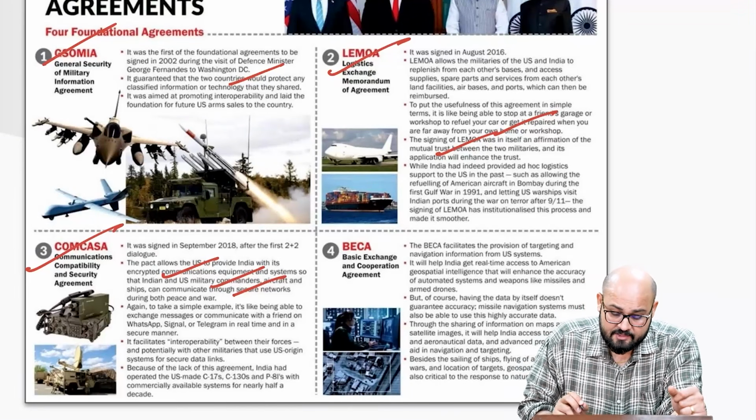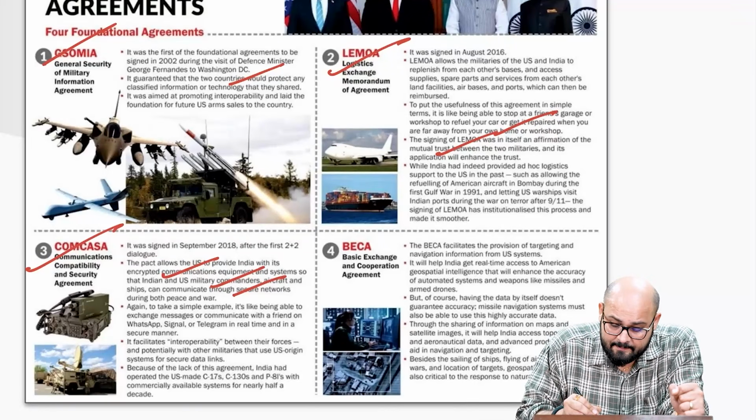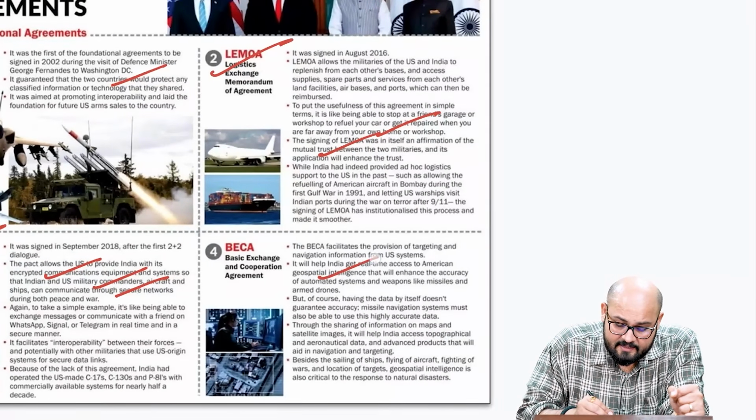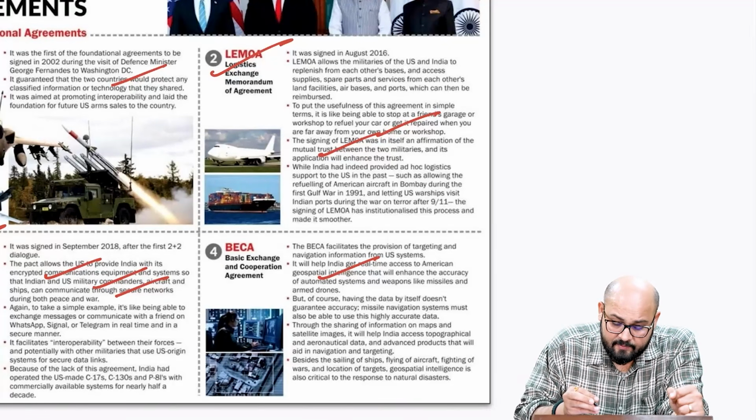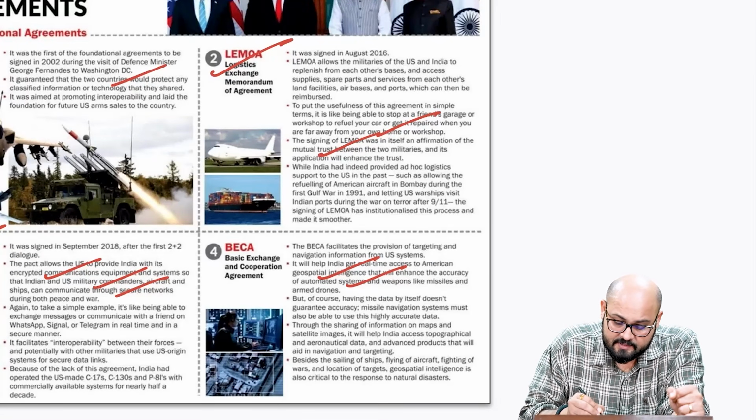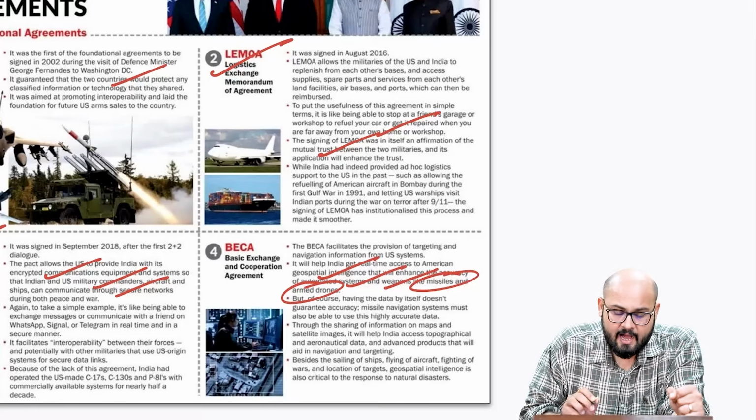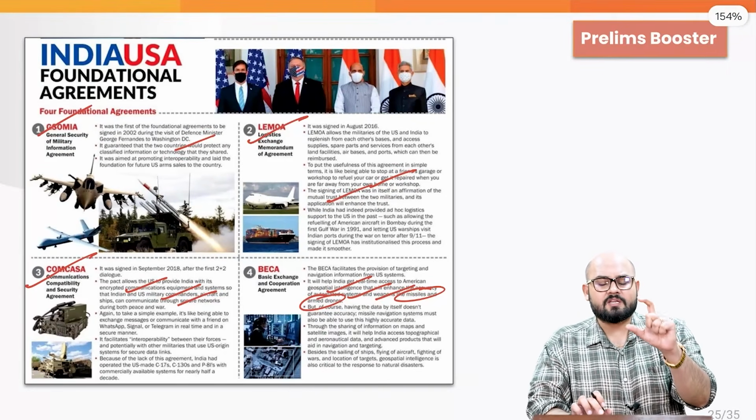The BECA, Basic Exchange and Cooperation Agreement. It will help India get real-time access to American geospatial intelligence that will enhance the accuracy of automated systems and weapons like missiles and armed drones, right? So these are the 4 foundational agreements.